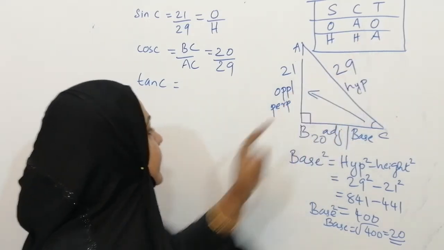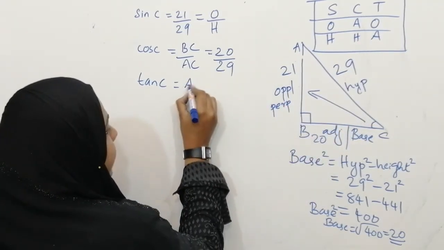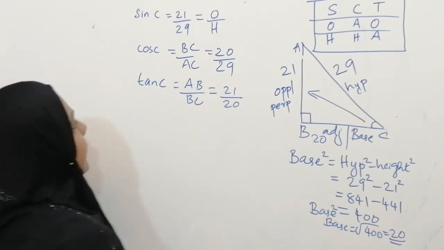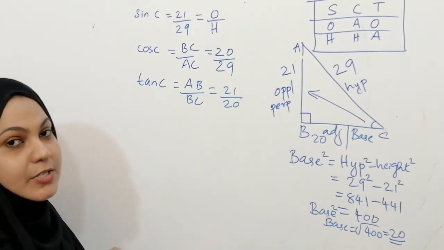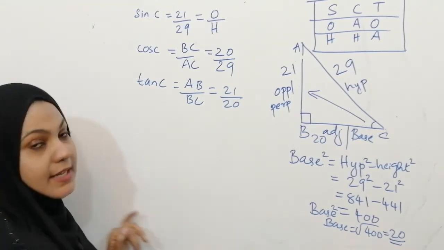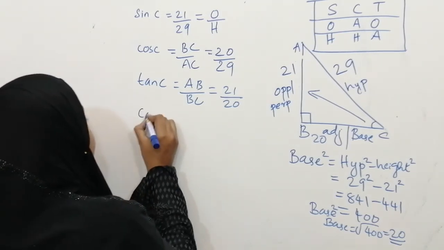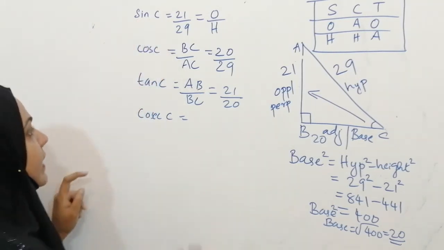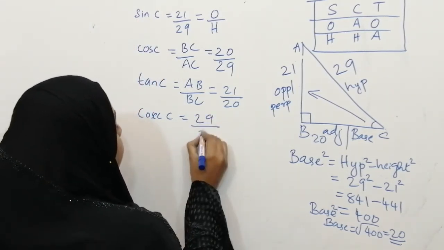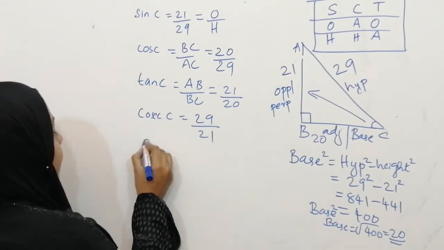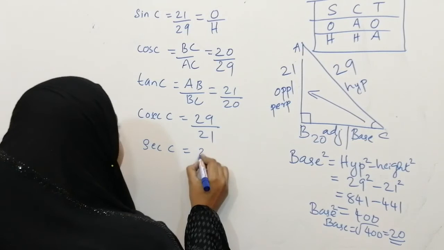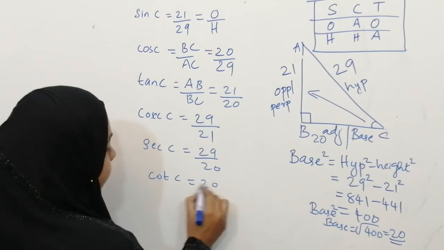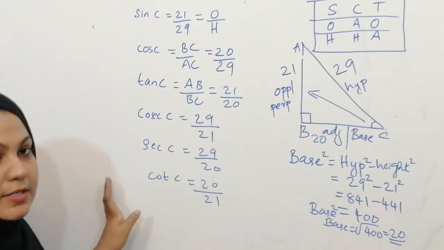Now we can write tan C. Tan is opposite to adjacent. So AB by BC, that is 21 by 20. So you know that using these trigonometric ratios you can write the remaining three. Which are the three remaining trigonometric ratios? Cosec is the reverse of sine, so that means 29 by 21. Sec is the reciprocal of cos, so 29 by 20. Cot is the reciprocal of tan, so 20 by 21. So I hope you understood.